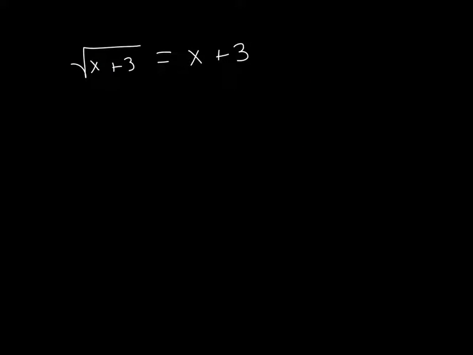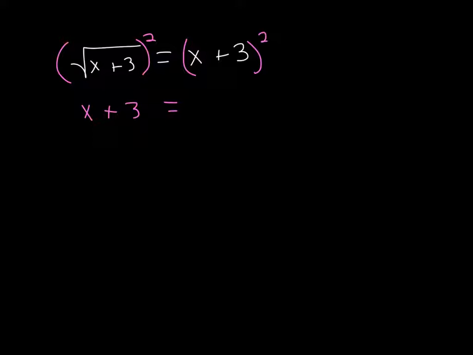Okay, again, to eliminate the radical, we have to square it. So when I square that side, I also have to square this side. But I have to square the whole side as a unit. It's not just x squared plus 3 squared. We have to do x plus 3 squared. So on the left, the square root and the radical cancel, and we have x plus 3.